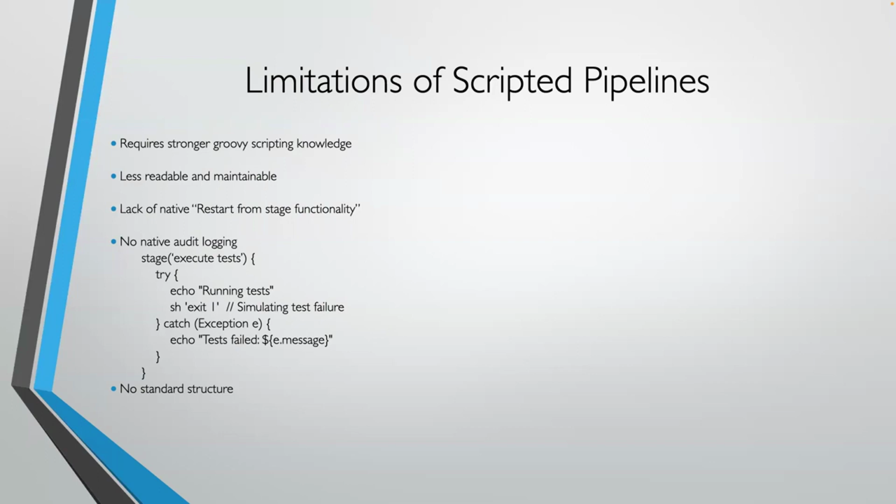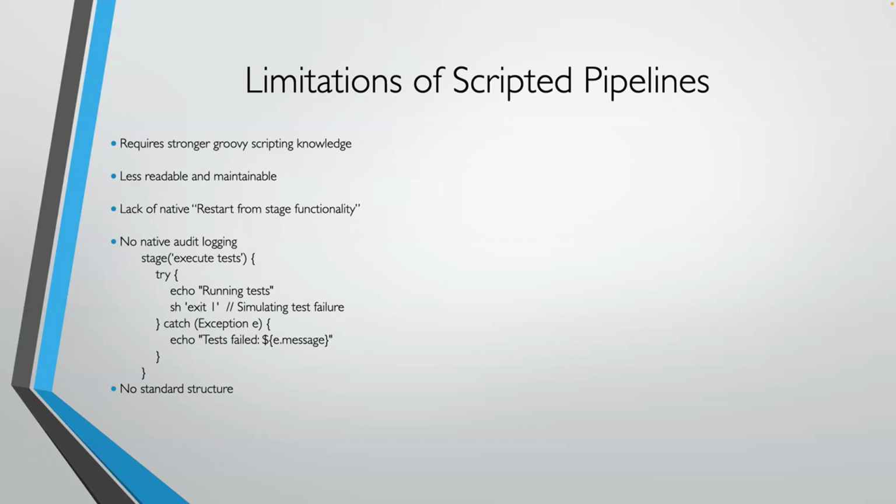And scripted pipeline does not have any native audit logging. So when it comes to exception handling, you'll have to handle it by yourself. But when you take declarative pipeline, it has something called a post block. So depending on the status of the pipeline run, success or failure, you would be able to easily perform exception handling.